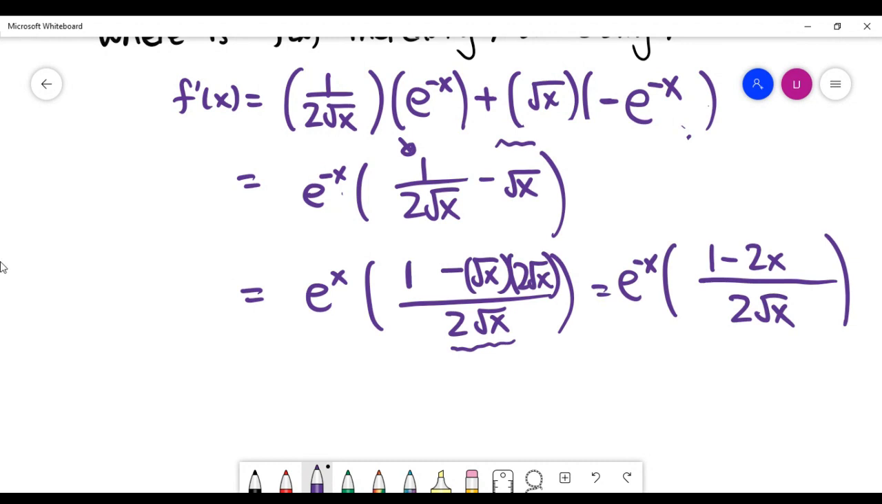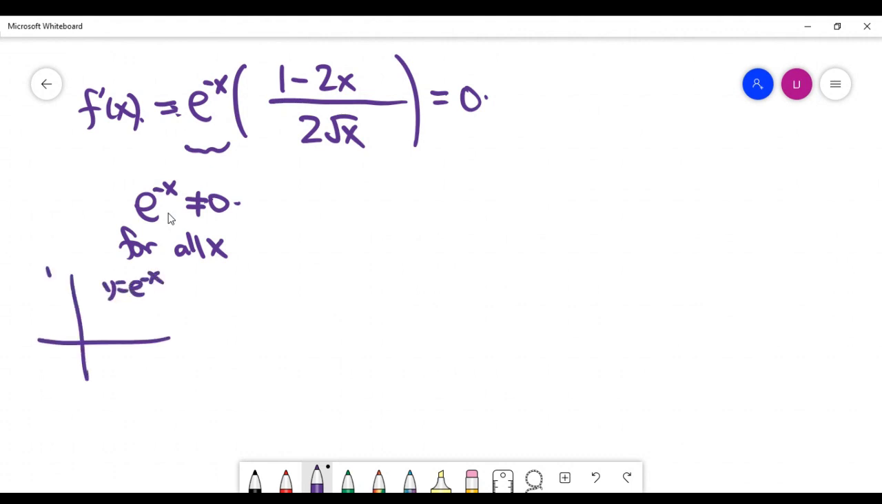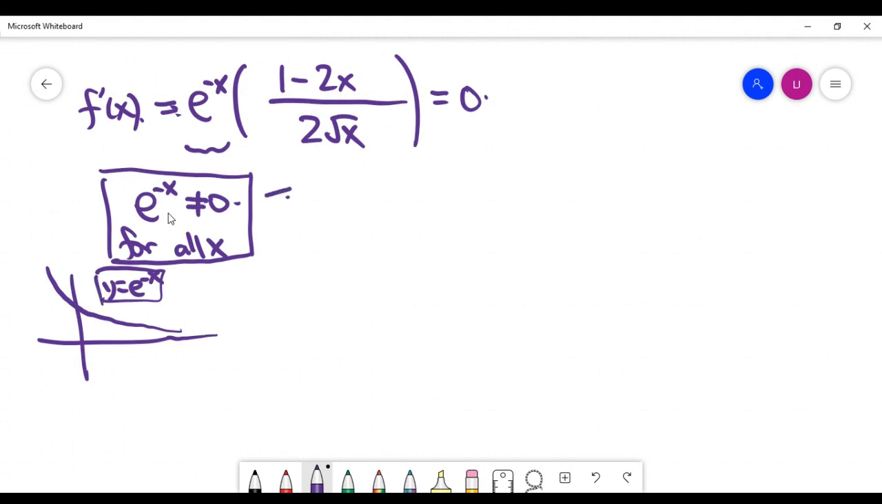And please notice that we are trying to find the critical numbers here. So let's set f prime to 0 and see what's happening. Please notice that the first factor, e to the power minus x, cannot be 0 for any x. Because if you look at the graph of y equals e to the power minus x, the graph is like this. It will never touch the x-axis, never. So there's no x-intercept for this graph, which means there's no solution to the equation e to the power minus x equals 0.